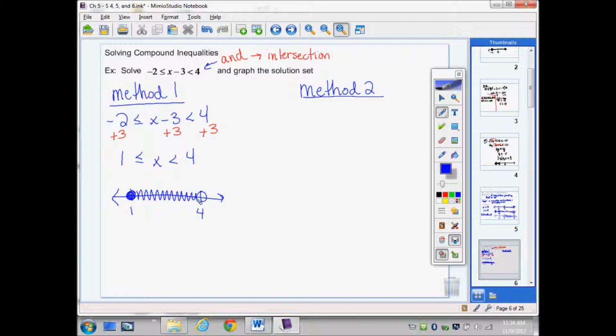But if that's confusing and you don't want to do 3 parts, you can break it into 2 sentences. So the first sentence is -2 is less than or equal to x minus 3. The second sentence is x minus 3 is less than 4. Then you'll solve each of these separately.